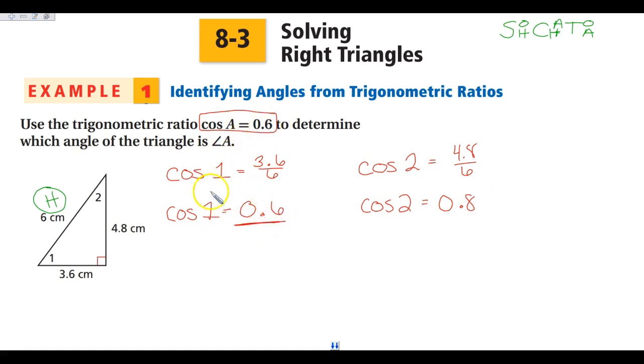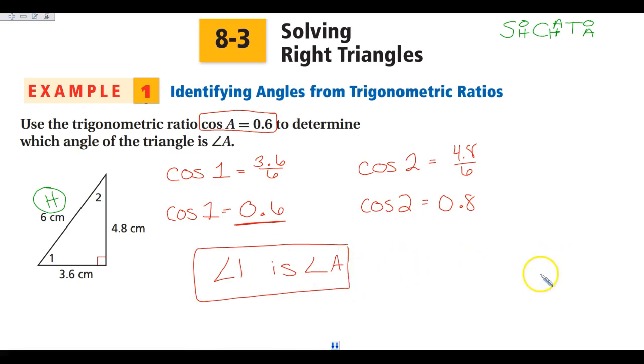I see that the cosine of angle 1 does. So that means that angle 1 is angle A. All right, any questions? Go ahead and make a note of that.